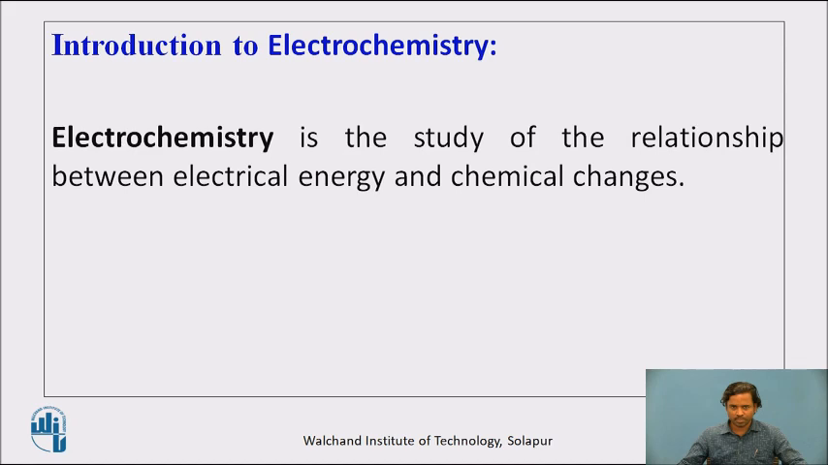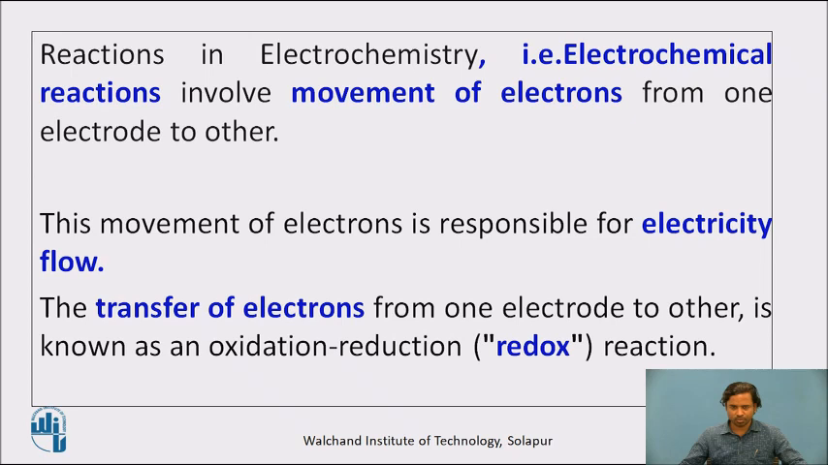Basically, electrochemistry is the study of the relationship between the conversion of electrical energy and chemical changes. Reactions in electrochemistry, that is electrochemical reactions, involve movement of electrons from one electrode to the other. This movement of electrons is responsible for electricity flow. The transfer of electrons from one electrode to the other is known as an oxidation-reduction or redox reaction.